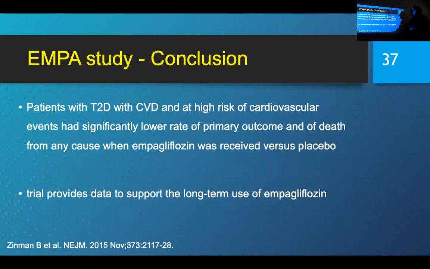So, in conclusion, the authors concluded that patients with type 2 diabetes and existing cardiovascular comorbidities are at lower risk for the primary outcome, or death from any cause, when they were started on empagliflozin compared to placebo. And the trial provides support for the long-term use of empagliflozin for such patients. This study was published in the New England Journal of Medicine in 2015.